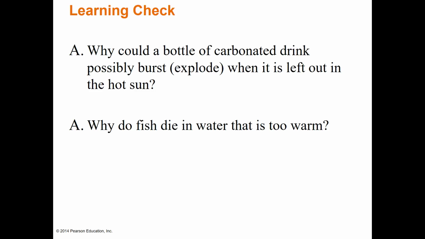Why do fish die? They die because when the water warms up, all the oxygen bubbles out. Okay. If the oxygen bubbles out, then they're not going to have any to breathe. Remember, what do fish use? They use the dissolved oxygen. The water passes over their gills, and they're able to use the oxygen that's dissolved in the water.